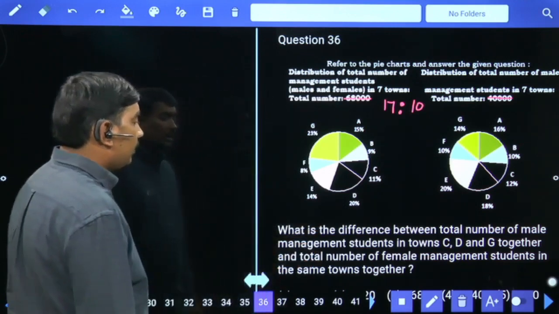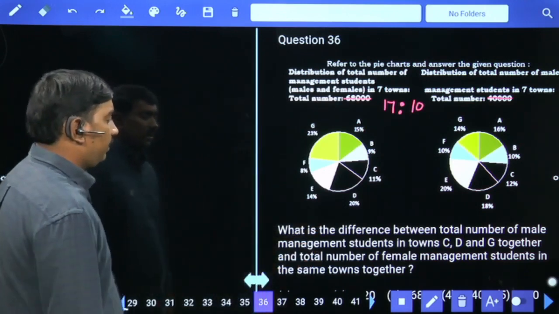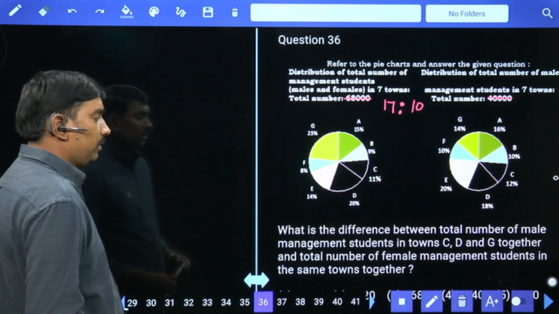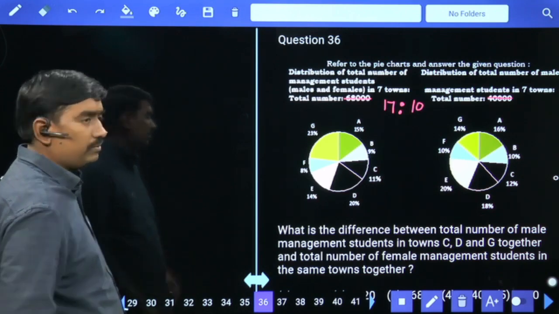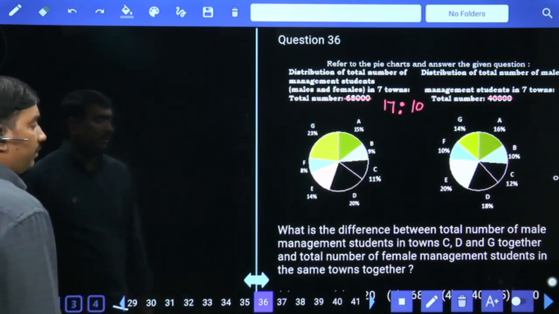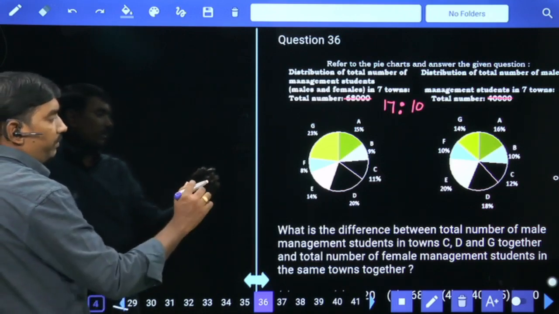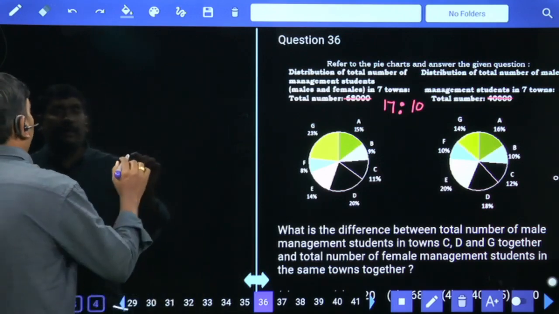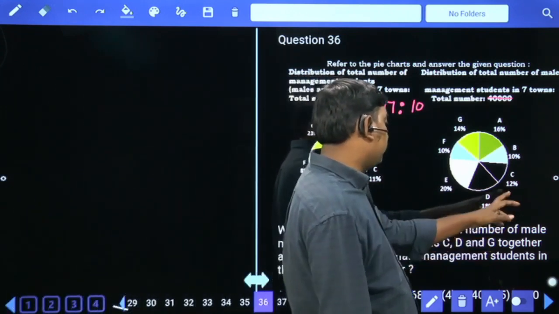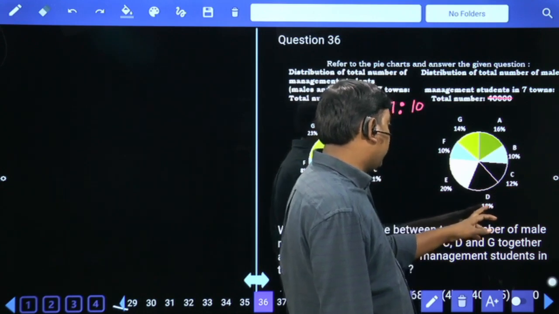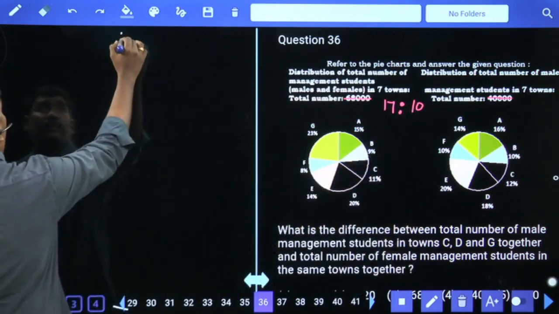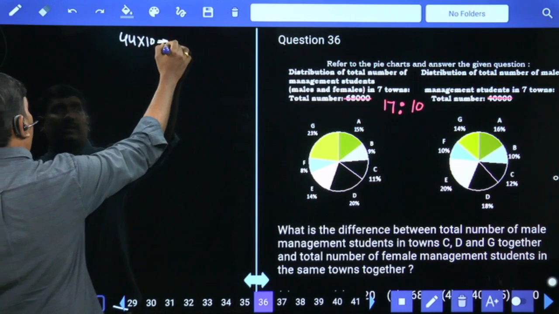Look at the question. What is the difference between total number of male management students in towns C, D, G together and total number of female management students in the same towns together? Same towns, male minus female. See, male students of C, D, G: C 12%, D 18, 30%, G 14, 44%. Males are 10 parts. 44 into 10 means 440 parts are males.